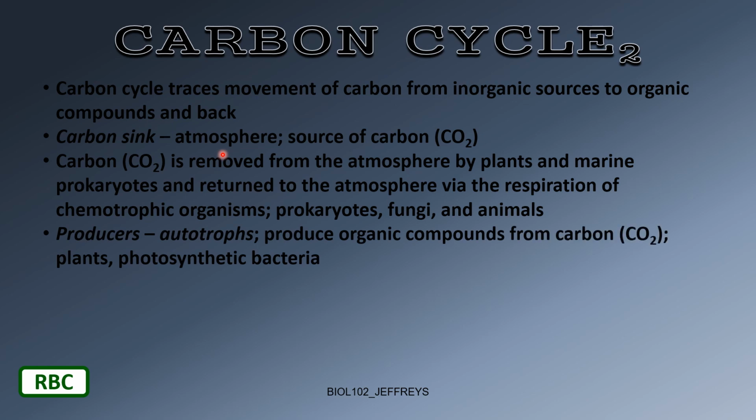Now, producers are autotrophic. Producers produce organic compounds from inorganic carbon, that is carbon dioxide. And the producers in the carbon cycle are obviously plants, terrestrial plants, and photosynthetic bacteria.